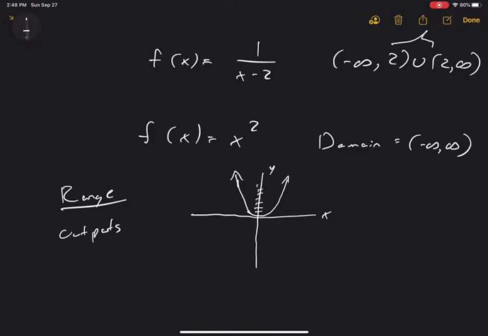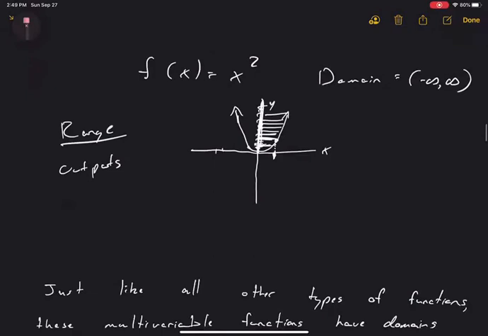So what outputs do I have? Well, everything along my positive y-axis is an output, because for this x, I get that y, and I'm getting all of these y's at various points of x. But what about the y's down here? There's no x on my real line that I can plug in and get a negative y for this function. So my range for x squared is just 0 to infinity.